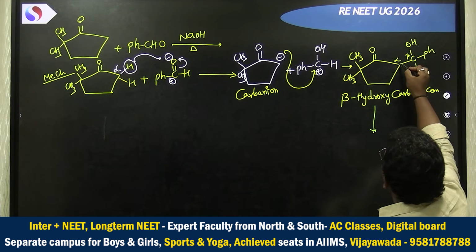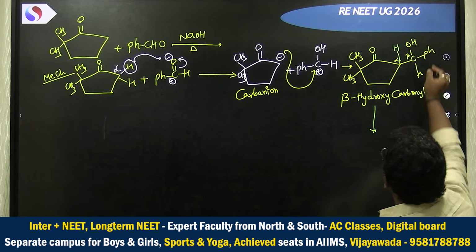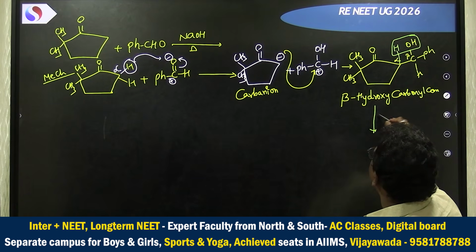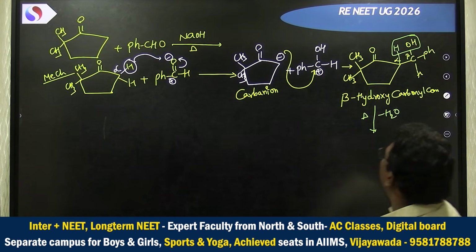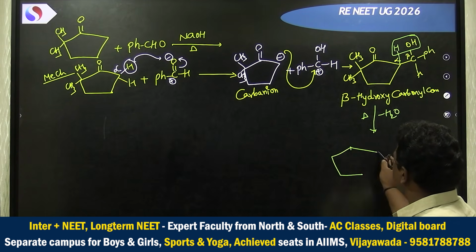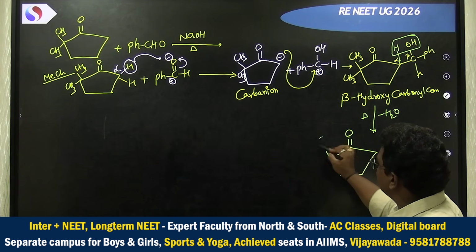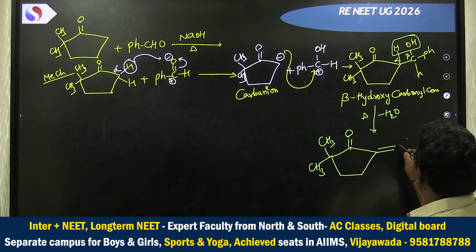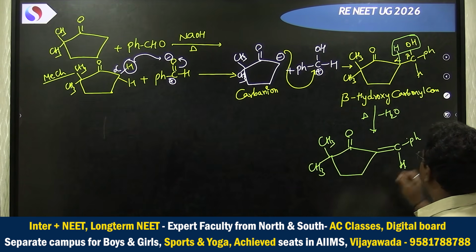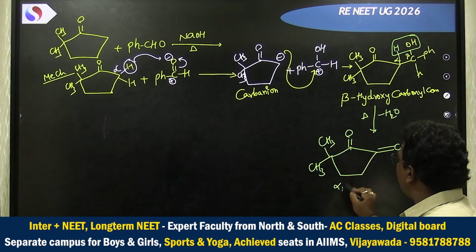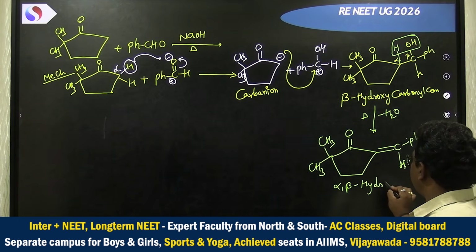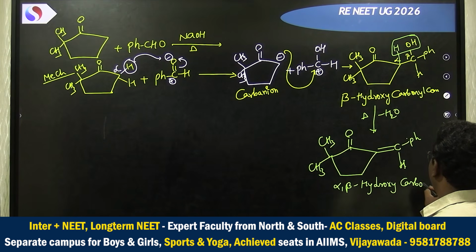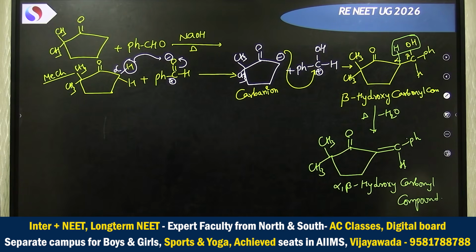If you heat this one at this alpha position, one more hydrogen is there and these two eliminate in the form of water. On heating they lose a water molecule, the product will be like this, C double bond O CH3 and CH3 and double bond CH Ph. The product is an alpha beta unsaturated carbonyl compound.